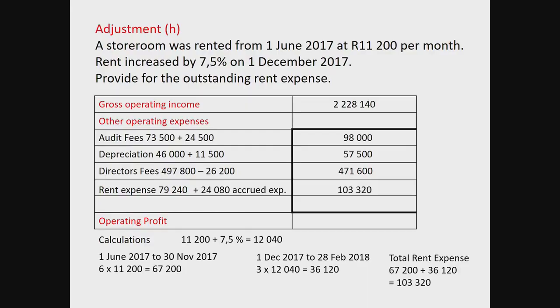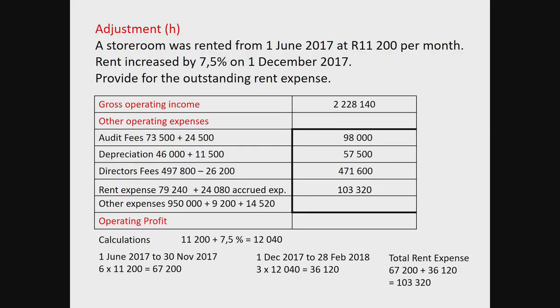Now, as you can see on the screen, I don't have all those extra lines on that presentation. So just for presentation purposes, and I stress again, just for presentation purposes, all I did now, I called them other expenses. The 950,000 is going to be your line for salaries and wages. The 9,200 is going to be your line for bank charges. And the 14,520 is going to be your line for bad debts.